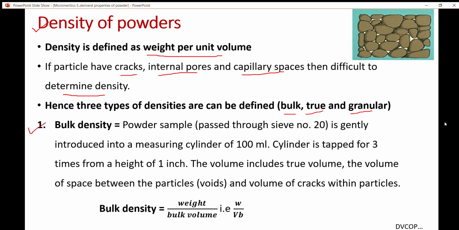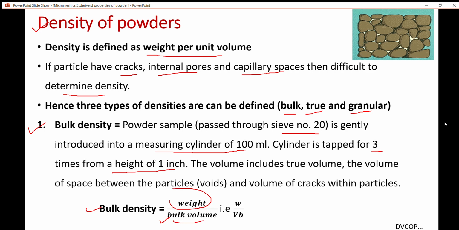First one is the bulk density, and it is calculated by using this formula, that is the weight of a powder divided by the bulk volume of that powder. This bulk volume is determined by passing the powder through sieve number 20 and then introducing this powder into a measuring cylinder of 100 ml. This cylinder is then tapped 3 times on a wooden board from a height of 1 inch. Then the volume represented in the measuring cylinder is noted down, and that volume is nothing but the bulk volume.